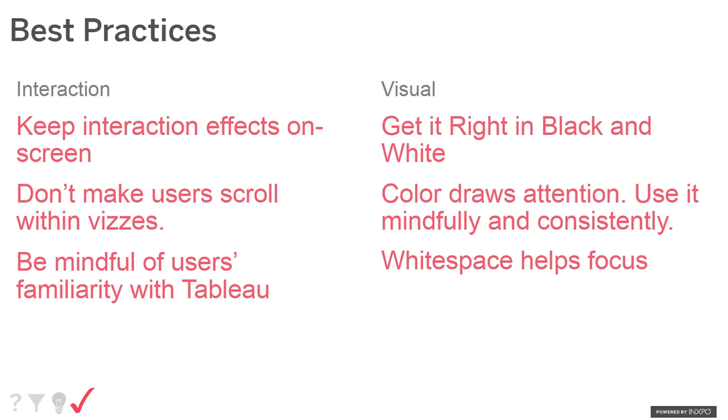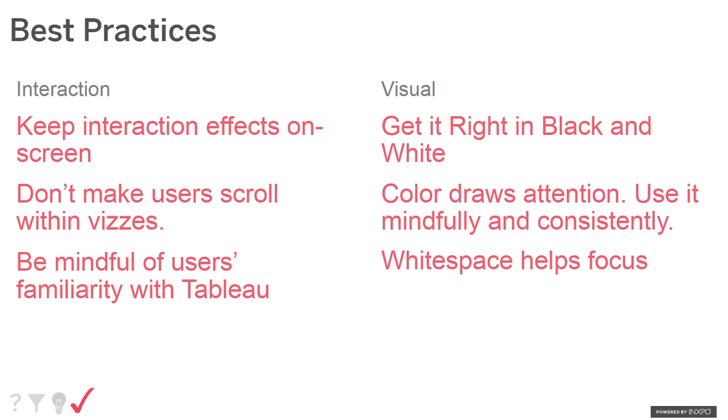But on the interaction side, it's important to make sure to keep interaction effects on screen if possible. So if you're going to have your user click on something, something else is going to filter or change, try to make sure that whatever is changing is going to stay on screen so that things aren't changing out from underneath your users. Additionally, don't make users scroll within vizzes if at all possible. It's better to have fewer vizzes that do one thing really well than to have a ton of vizzes that your users have to scroll to find what they need in.